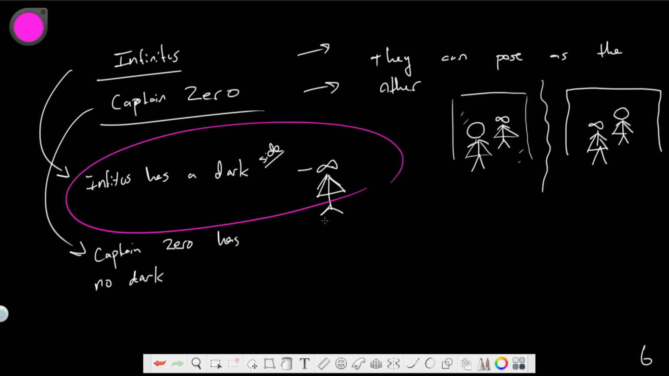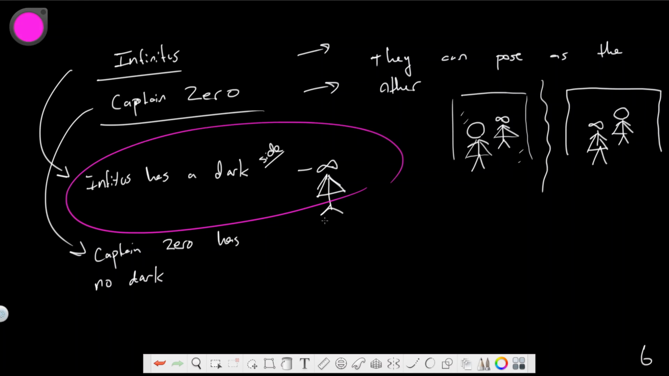Our final indeterminate form is infinity minus infinity. Infinitus battling himself. Internal conflict. This is our final battle. Infinitus versus himself. Think about it.